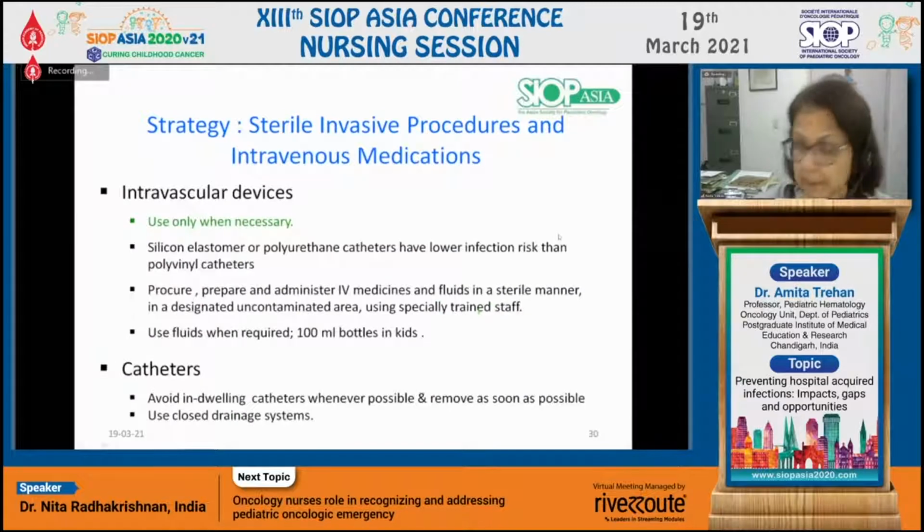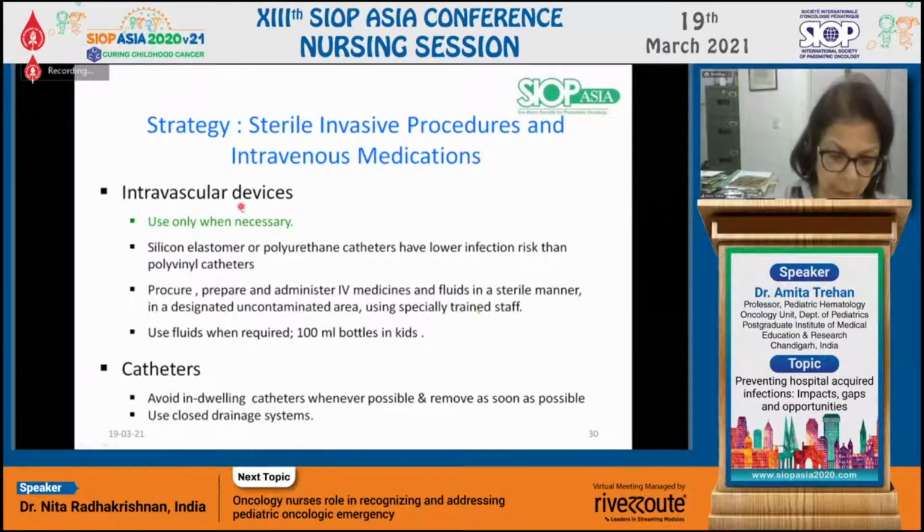Okay. So, going on to the other strategy, sterile invasive procedures and IV medications. This is a little important, especially for all of us. Why? Because we use a lot of intravascular devices. We know in oncology we use a lot. But sometimes we forget we use them only when necessary.